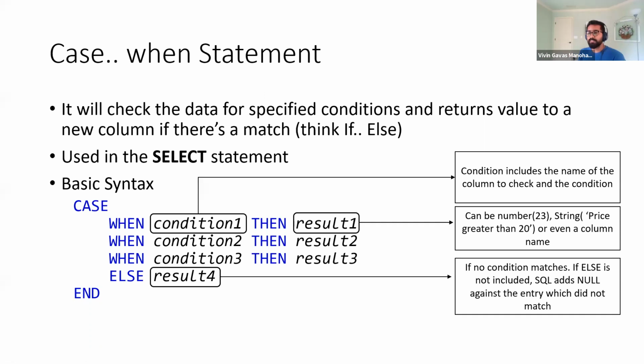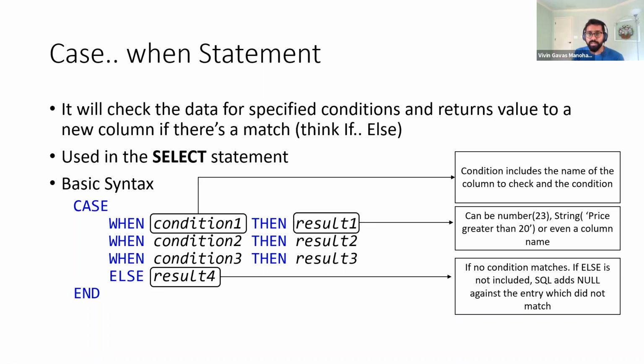The else is just to cover all the different conditions. For instance, if there's price greater than $20, you want to flag it as price greater than $20. And for the rest of them, you want to just say price less than or equal to $20. You can just put that in the else statement. And this part is actually optional. You can ignore the else. If you do ignore the else, what happens is if there is no match for a particular row, SQL just fills in a blank value. So this is the basic syntax for what a case when statement looks like.